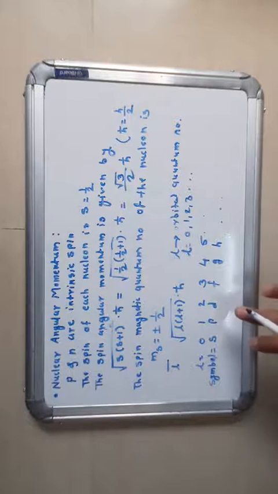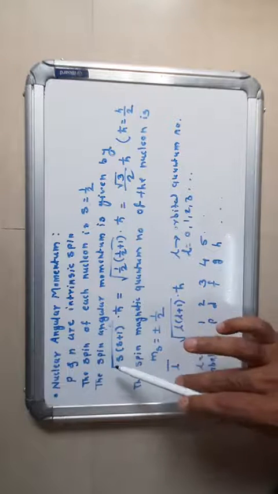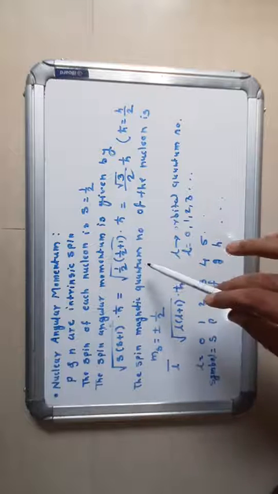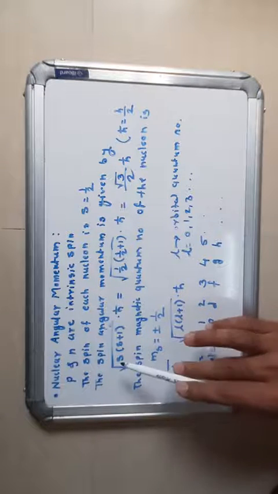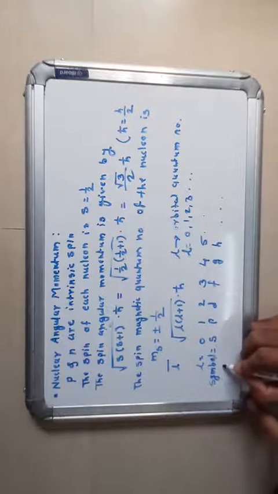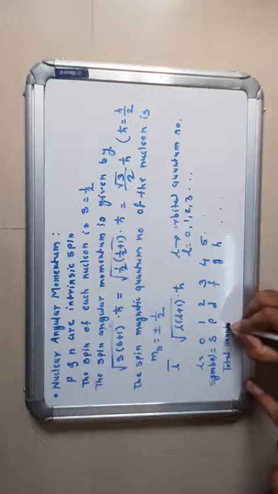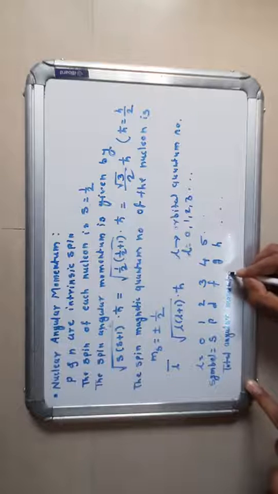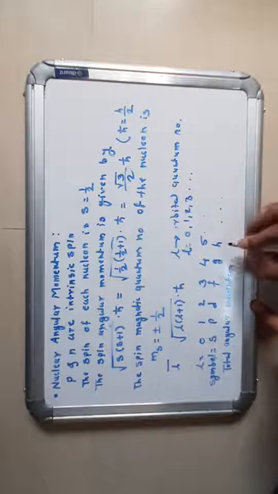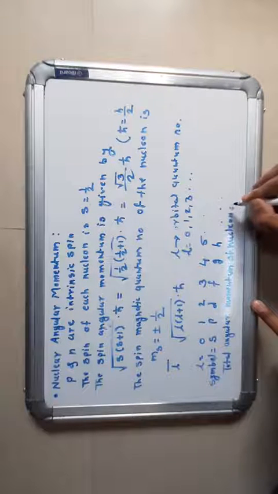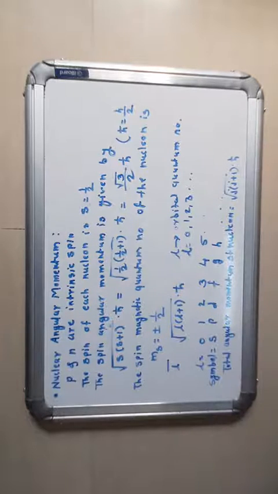Okay, must remember this. The total angular momentum of a nucleon is obtained from the spin angular momentum, denoted by S, and the orbital angular momentum, denoted by L. The total angular momentum is denoted by the letter j. The total angular momentum of a nucleon is equal to under root j into j plus 1 into h cross. Here j is called the total angular quantum number.